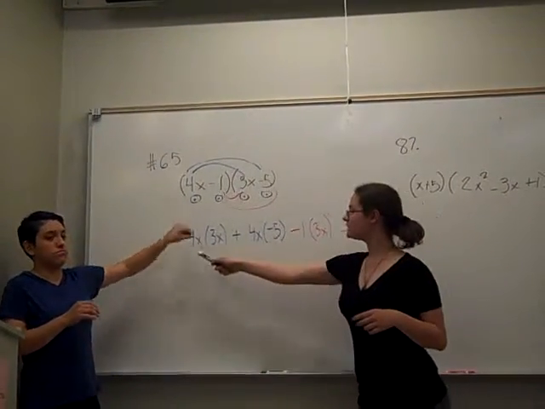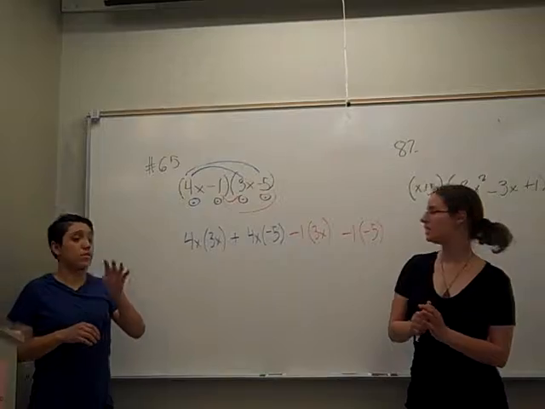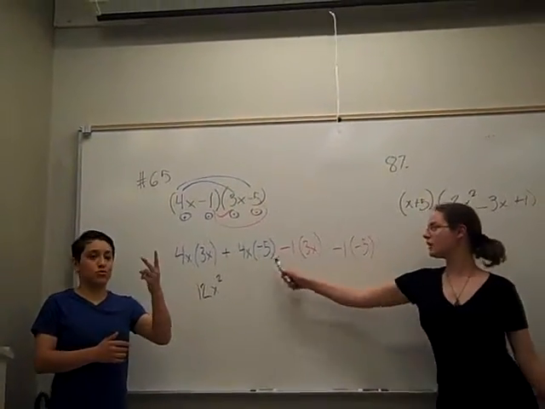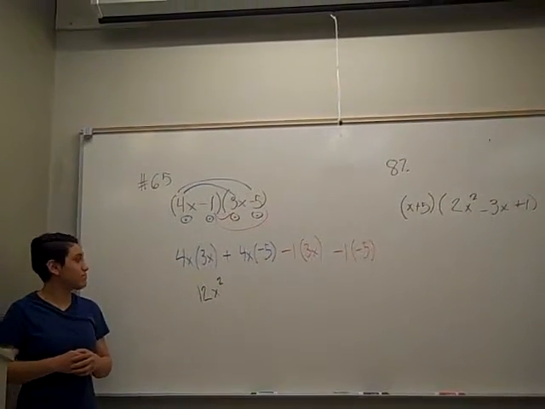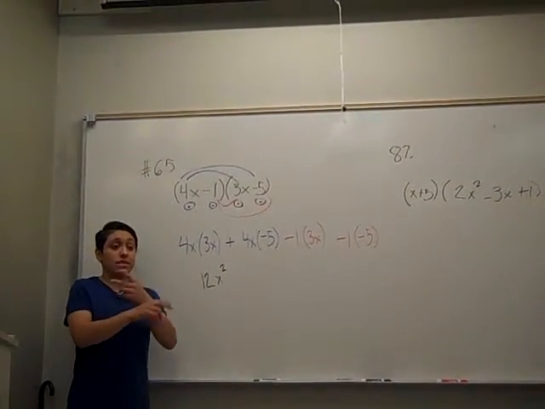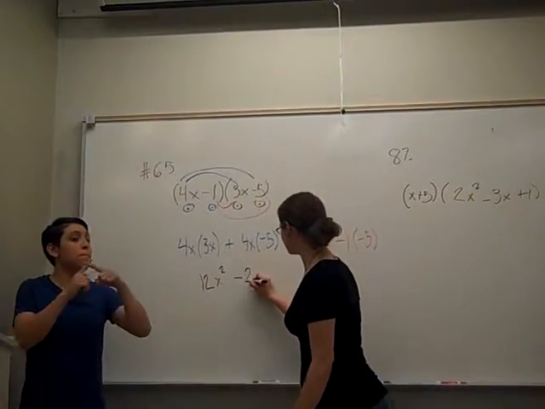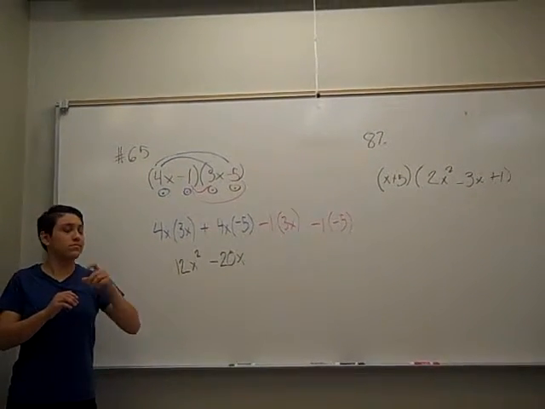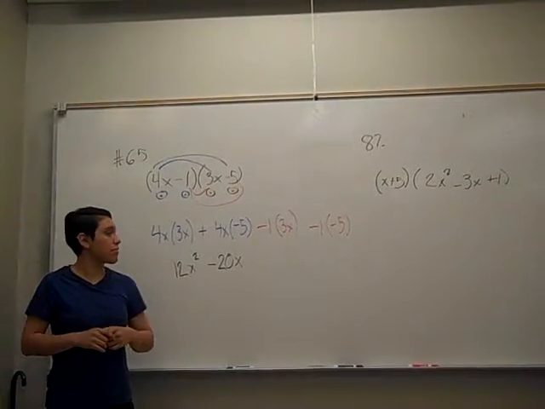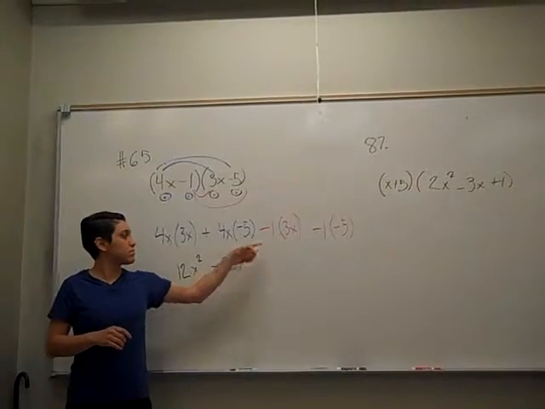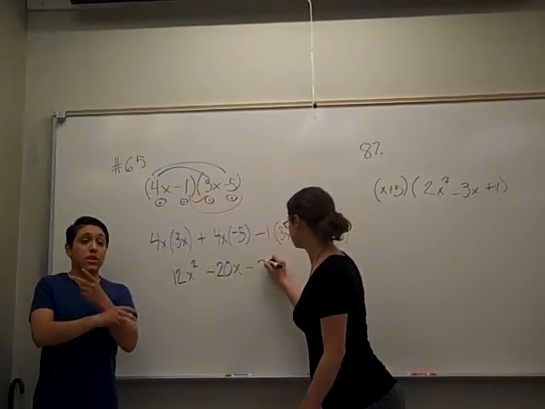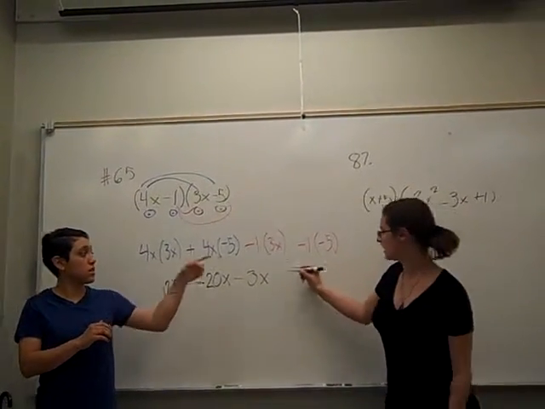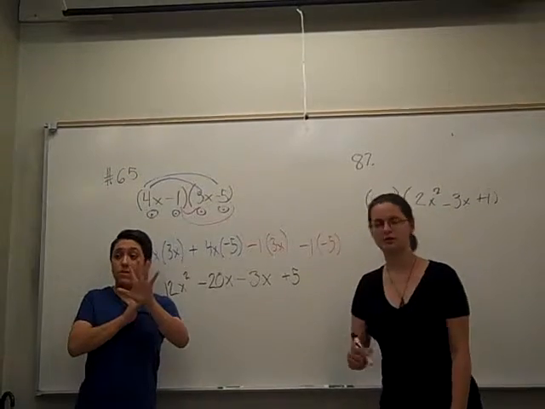Okay. What's 4 times 3? 12. And x times x? 12x squared. Good. And a positive 4 times a negative 5 is? Minus 20. Good. And there's an x. Perfect. So this is minus 20x. Good. Okay. Now what do I have? What's next? Negative 3x. Minus 3x, negative 3x. And finally, a negative times a negative gives me a positive 5. Good.